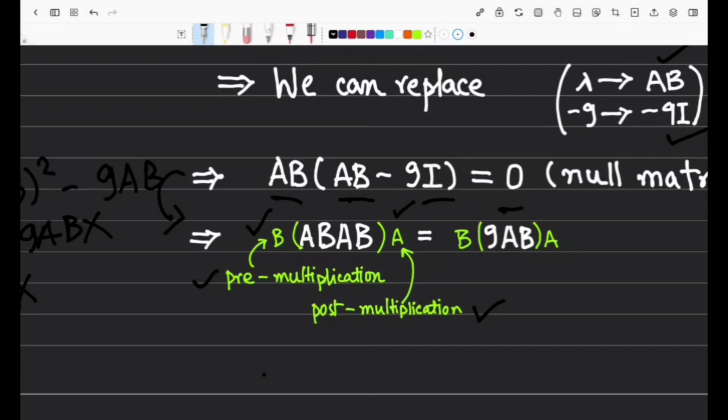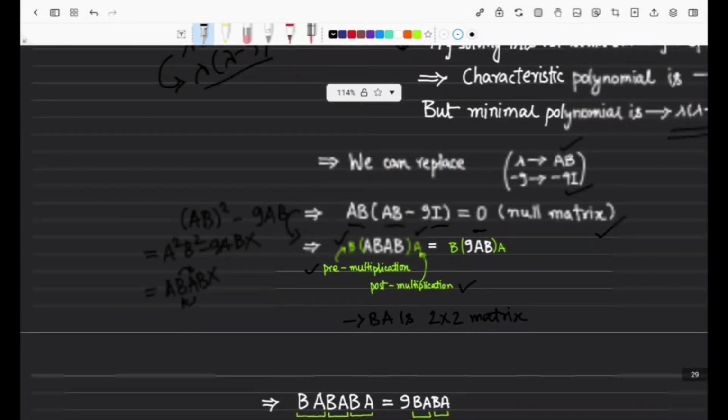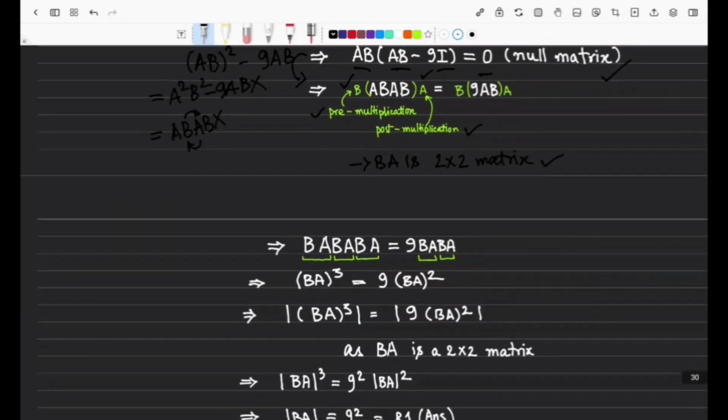And now also there is another thing that we have already noted down while we were reading the question, that BA is a 2 cross 2 matrix. Wait a minute. Right, we already noted that BA is a 2 cross 2 matrix. Now after that, what is the benefit of this, right? How can we use this information that is given to us, that it will be a 2 cross 2 matrix, is shown in the next slide.